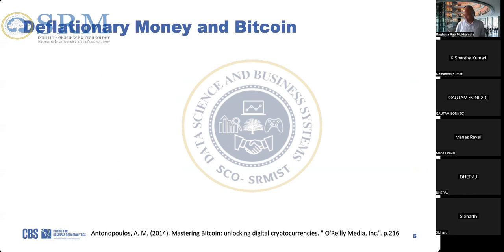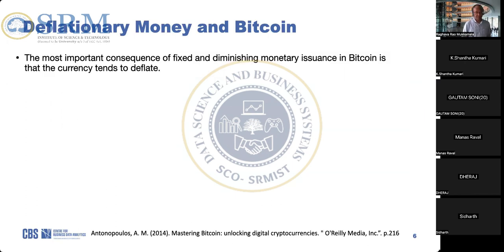Okay, so we will see some of the economics around Bitcoin, especially looking into the deflation. The most important concept is the fixed and diminishing monetary issuance. So what does it mean? It means we say that the total number of coins in Bitcoin is 20 million. And then we also say that the monetary value of the number of coins you create for the new block is diminishing every 4 years.